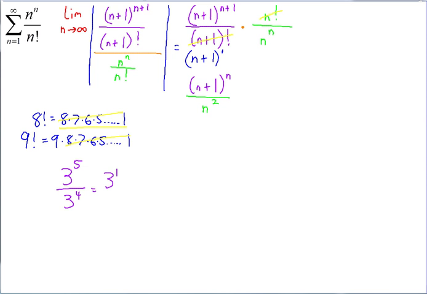And since they're both raised to the nth power, you could write it like this: n plus 1 over n, the whole thing to the nth power. And then to figure this out here, you can split this up. n divided by n is 1, plus 1 divided by n, to the nth power. And then we have the limit as n approaches infinity.